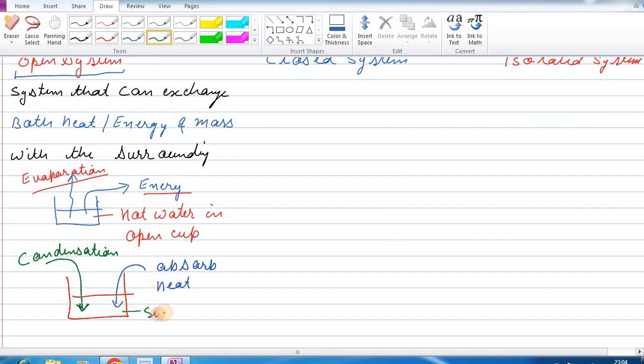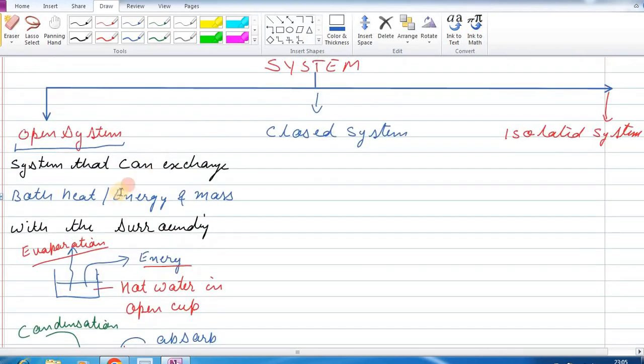Now this is our system. We are mainly focusing on the properties of ice here, or the cold water inside the beaker. So system is absorbing heat, and system is also absorbing mass from the surrounding. So this is how system and surrounding exchange heat and mass in an open system. There may be removal of both mass and energy, there may be absorption of both between system and surrounding, or there may be removal of one or absorption of one, or they may interact in any way. So this was how open system got its name.